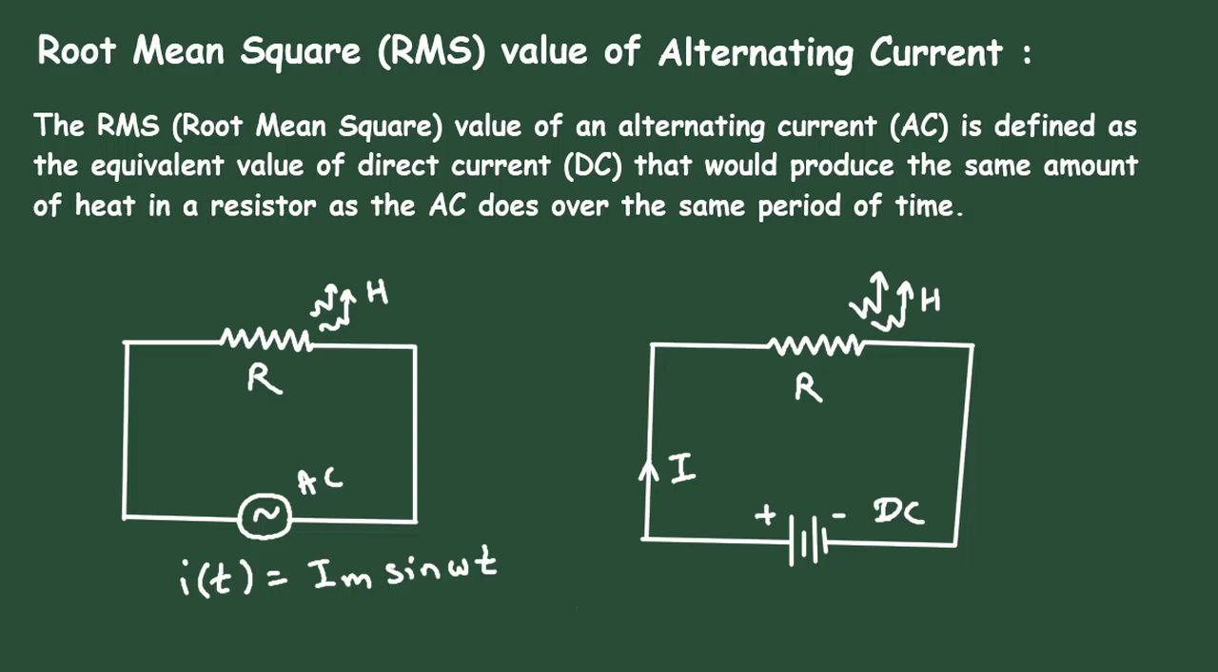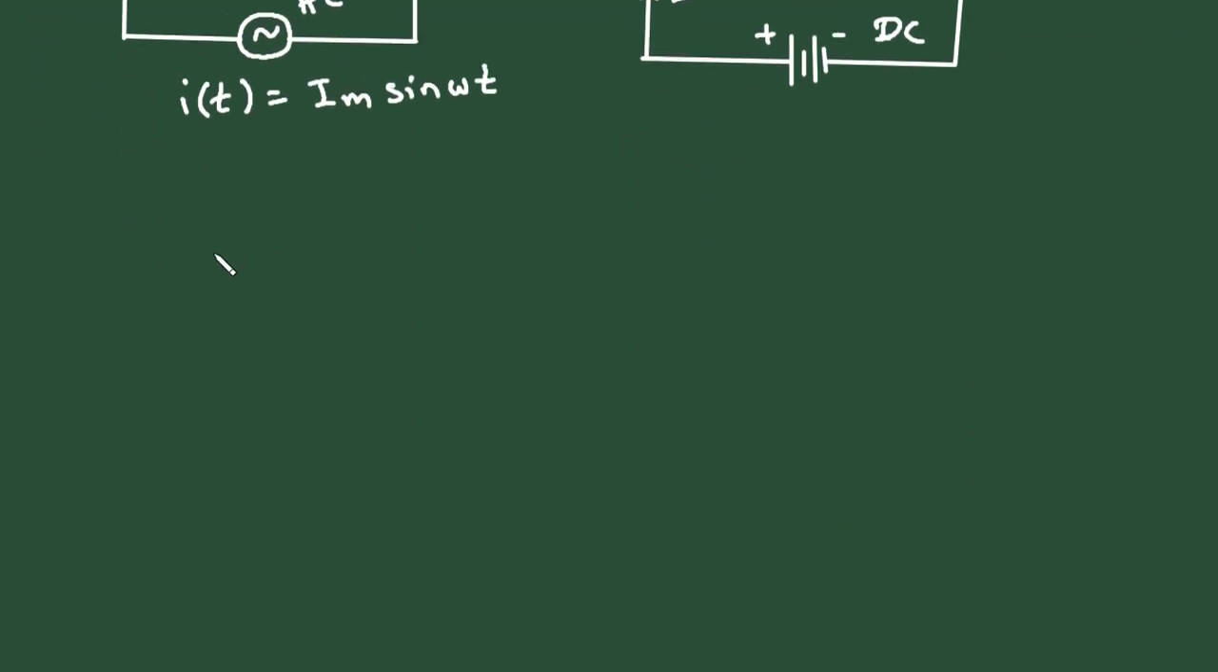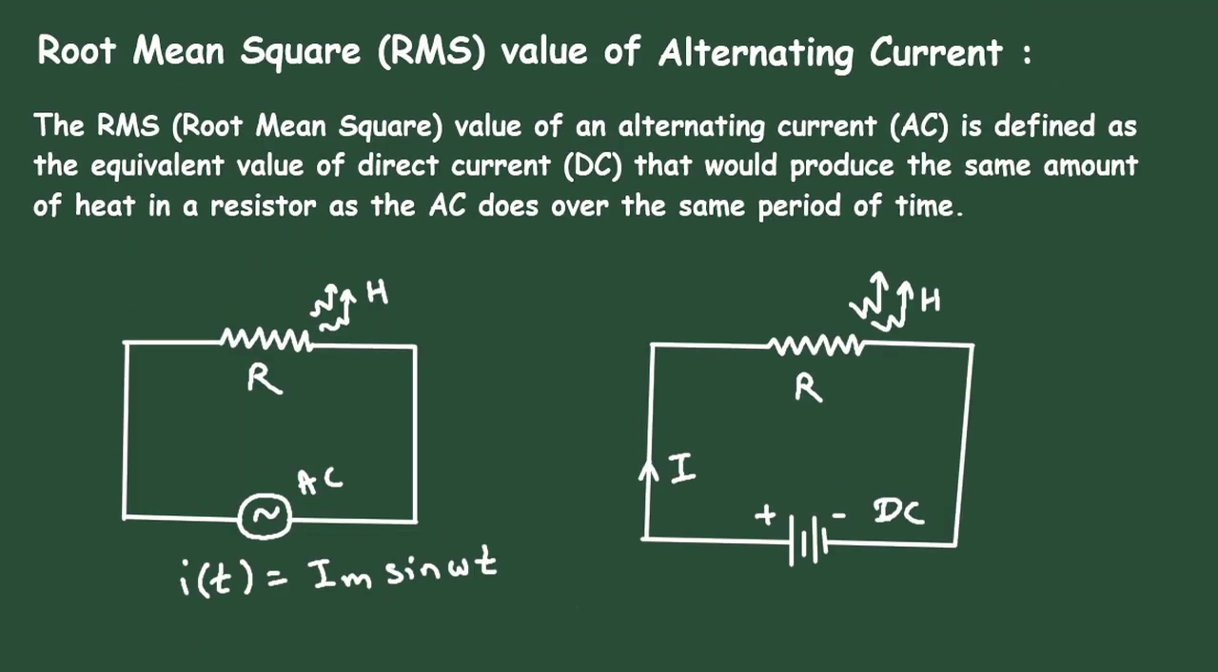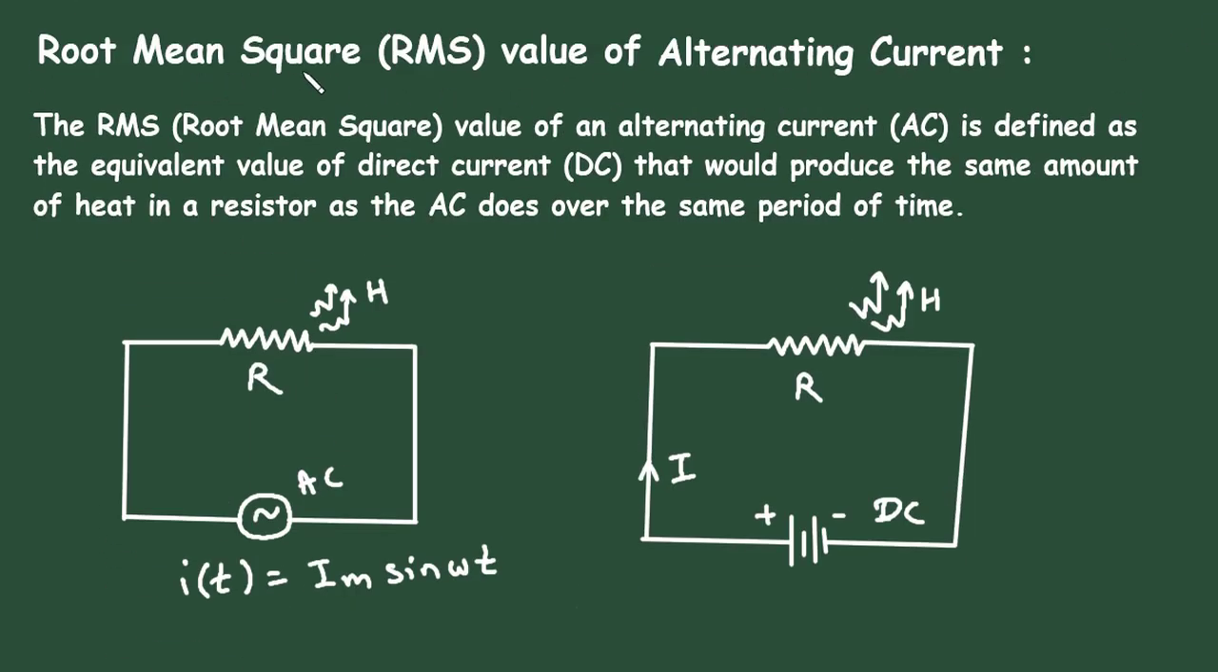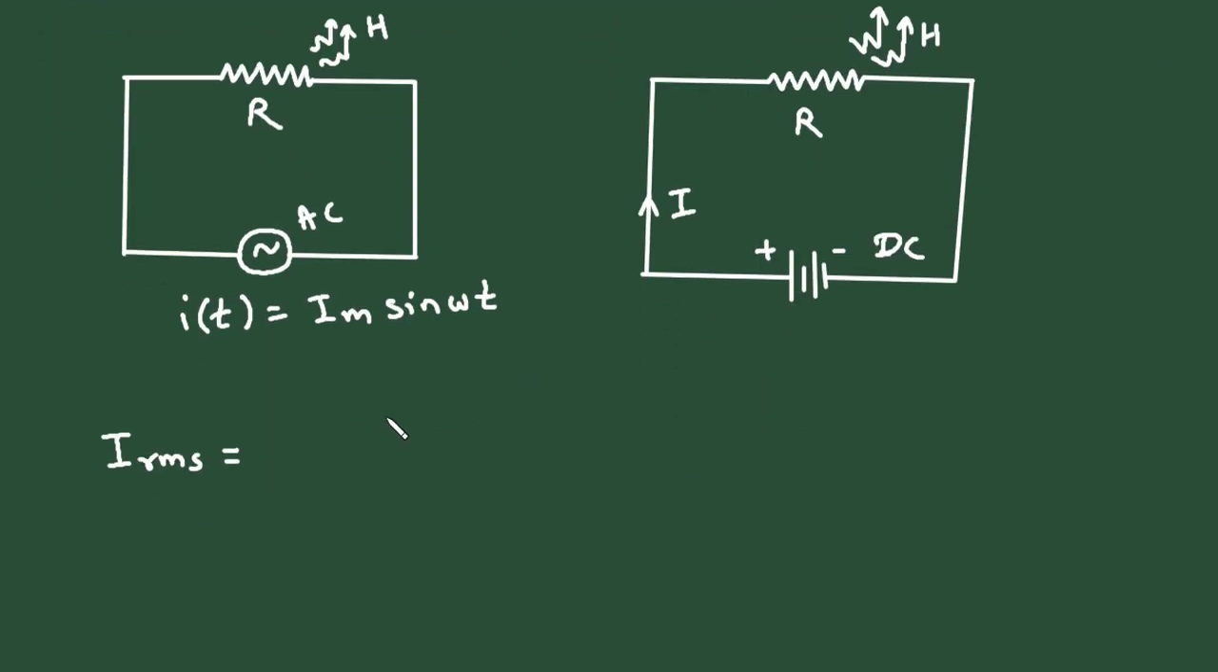Now let's see the derivation of root mean square value. RMS is equal to, now to remember this expression, first of all we will take the square. We will go in reverse order. First we will take the square, then mean, then root. So first of all let's take the square of I of t.